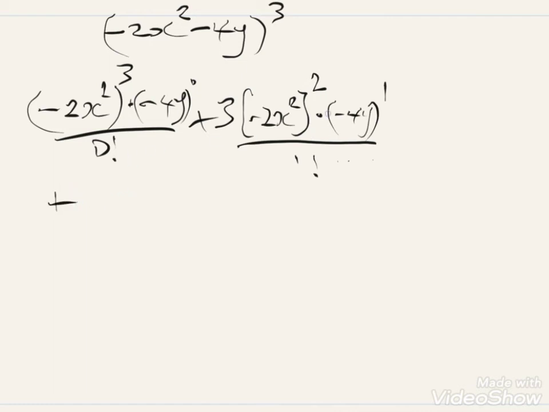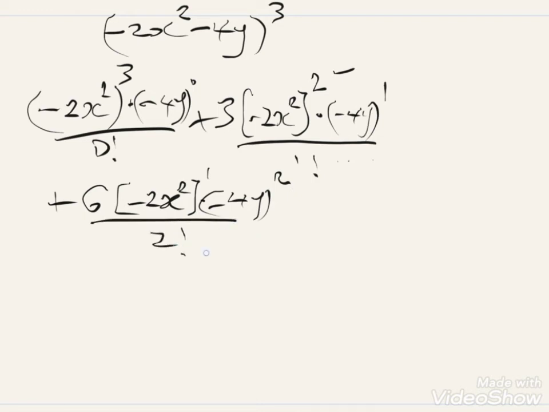plus, you multiply 2 by 3 to have 6, multiplied by (-2x²) raised to power, subtracting 1 from 2 here, I have 1, times (-4y) raised to the power, adding 1 to 1, I have what? 2. I divide it by what? 2 factorial. Plus 1 times 6 is still 6.